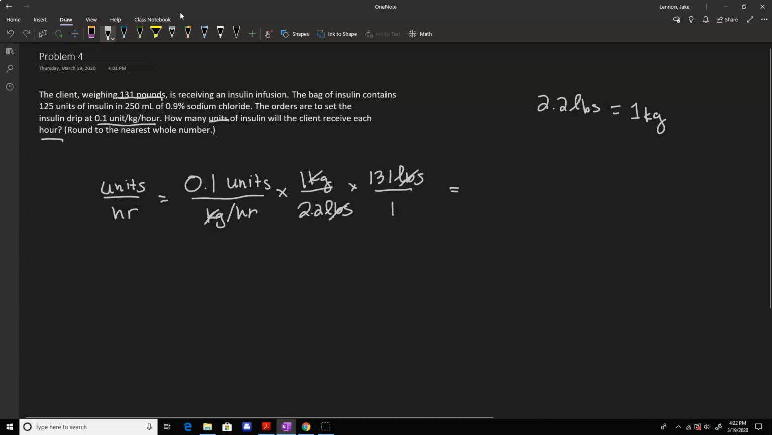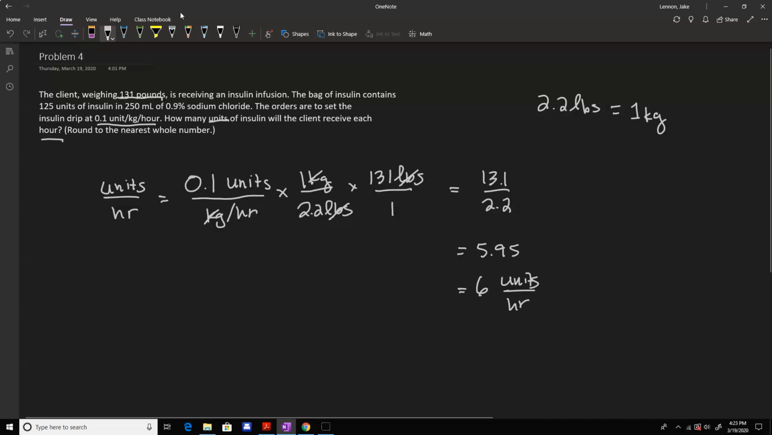So if you multiply across on top, you get 13.1. On the bottom, you have 2.2. We're trying to round to the nearest whole number. So 13.1 divided by 2.2 is 5.95. So when we round it, 9 is where we're looking, so we need to bump the 5 up to a 6. So we get 6 units per hour as our answer.